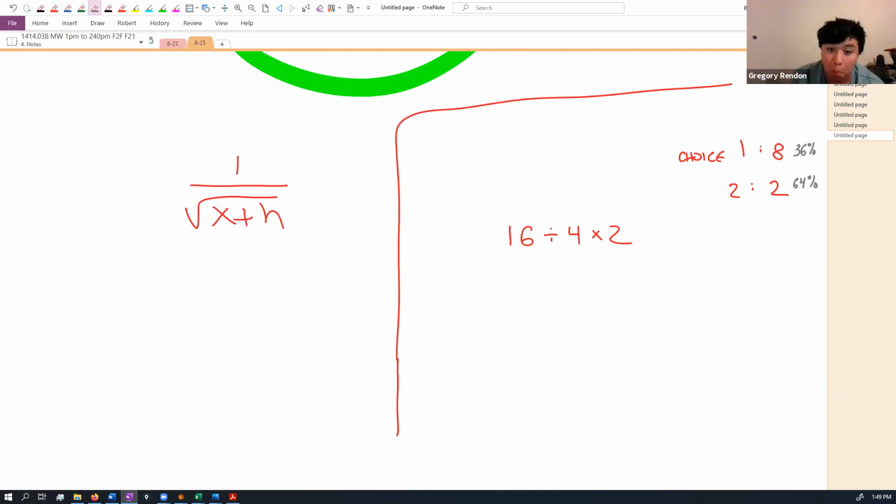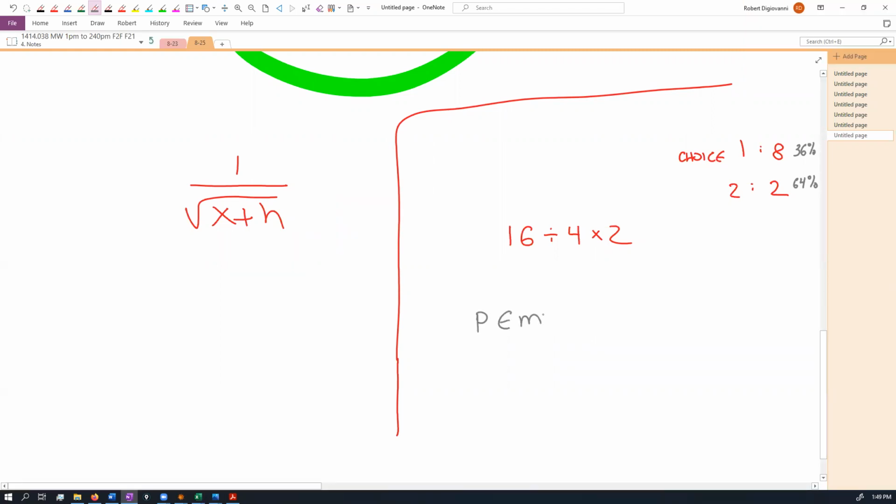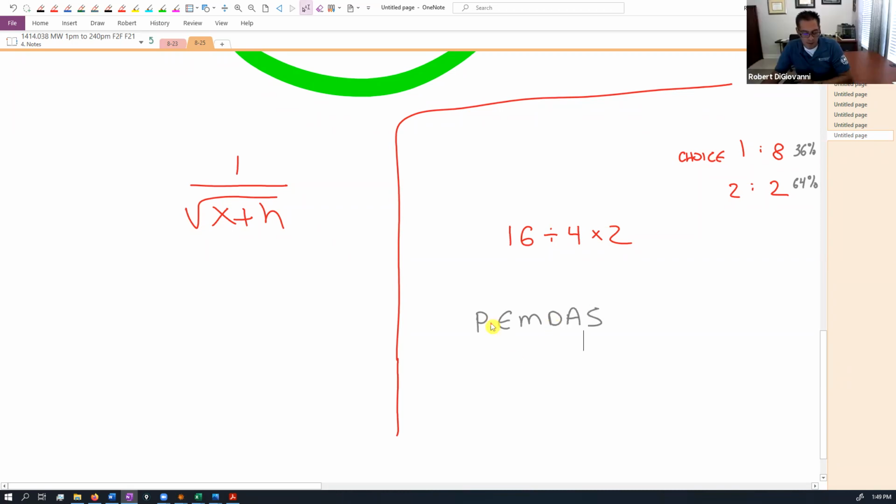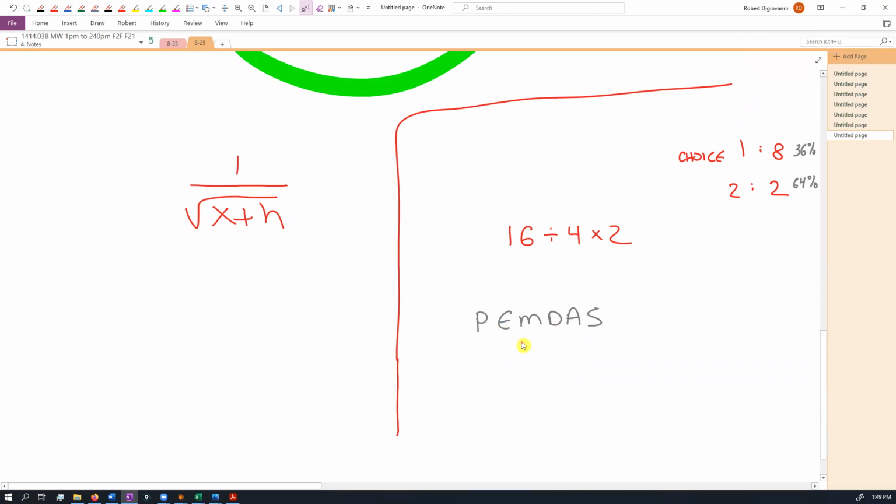I thought it was 2 because of PEMDAS. I'm sorry, Gregory. It's all right. Okay, what do you mean PEMDAS? Because I learned that you should always multiply before dividing. So what does the P stand for? Parentheses. Okay, exponents, multiplication, division, addition, subtraction.